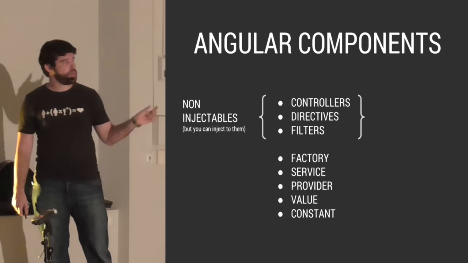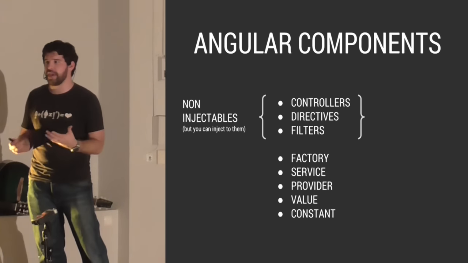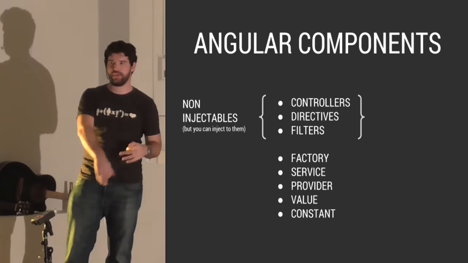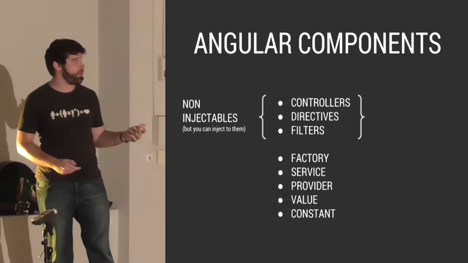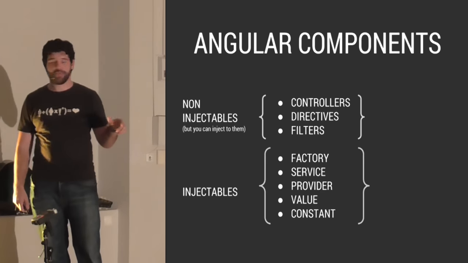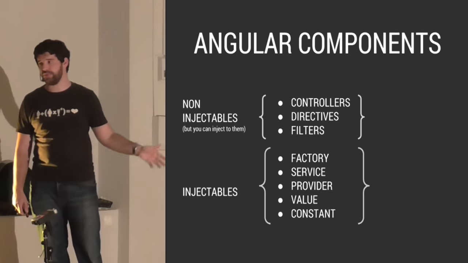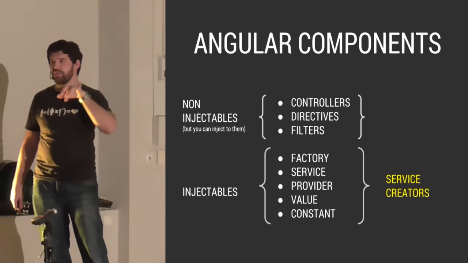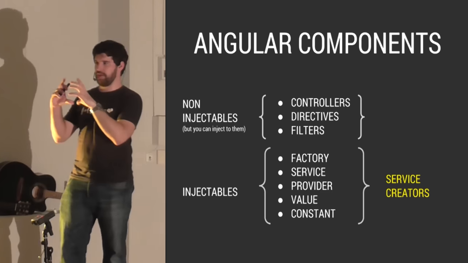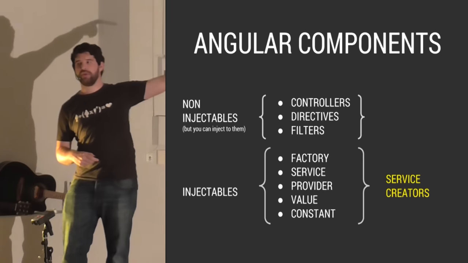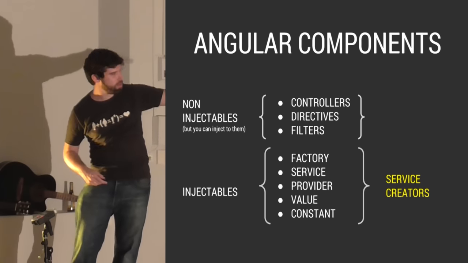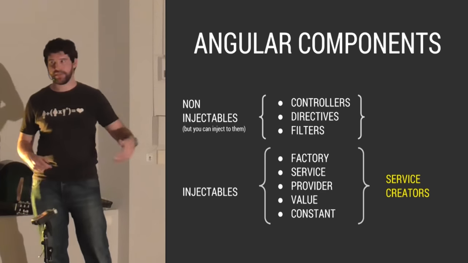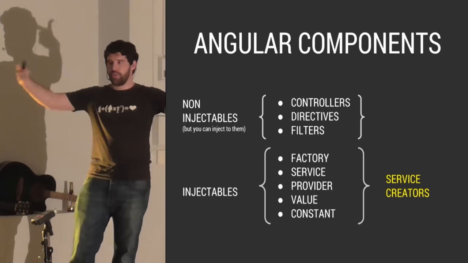So what are these? The first three are non-injectable. So you can't inject a controller into something. You can't inject a filter or a directive. You can inject other things into them. Okay, but the second group are in fact injectables. They are called service creators. So you create with them the definition of a service, and that service would get injected into the controller, into the directive, into the filter, and into each one of these, except the lowest two, the value and the constant. So you can inject them into other objects.